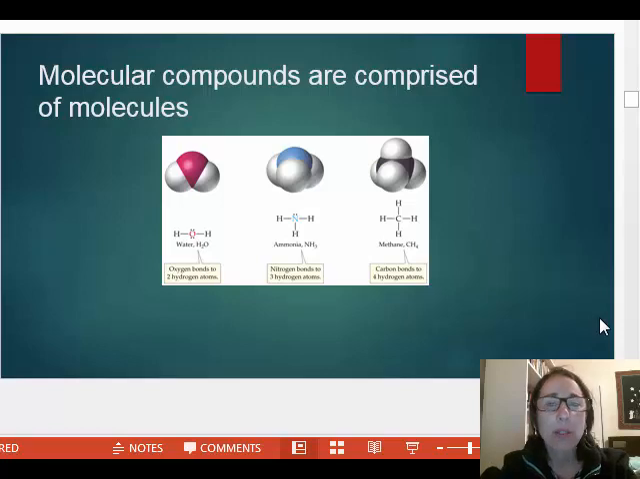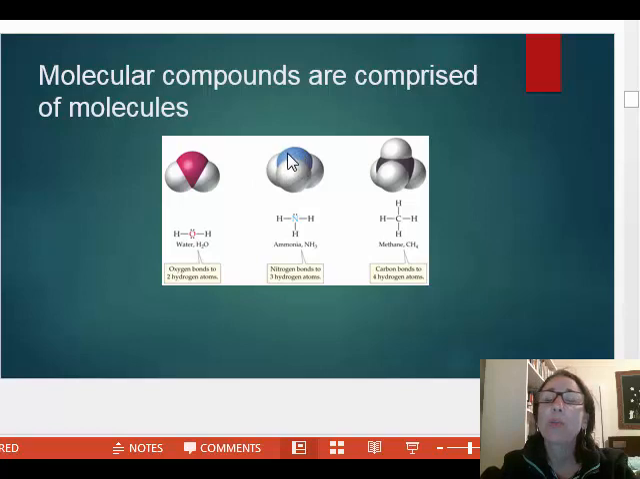Unlike ionic compounds, molecular compounds are made of molecules. On this slide, we see the space-filling models of the molecules of water, ammonia, and methane. For water, the red sphere in the middle represents an oxygen atom, and the two white spheres represent hydrogen atoms.